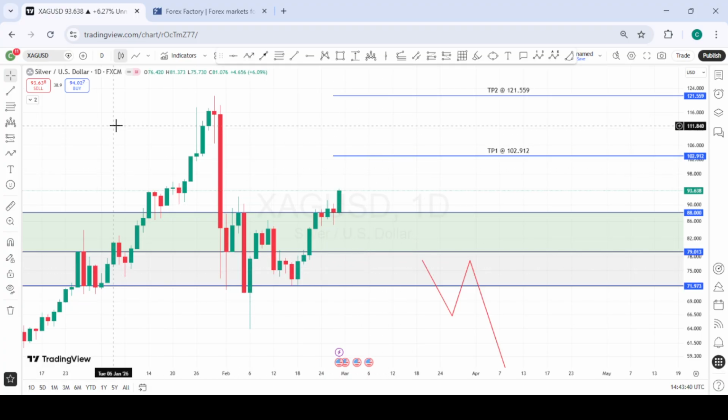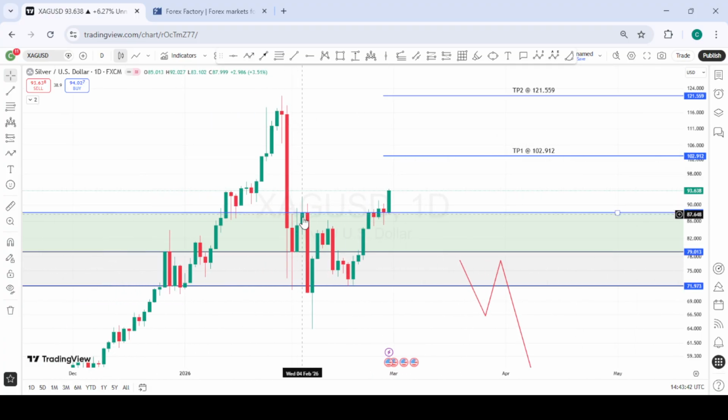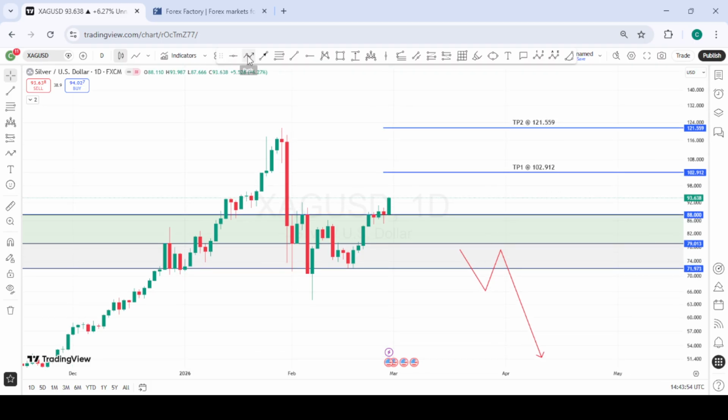This is silver. Last week we were anticipating a daily structure shift, and we finally have that daily structure shift. We can now see a daily candle close above the structure point. So going into next week, all we're looking out for is a possible pullback into this very first area of interest and look for buying opportunities to the previous all-time high.